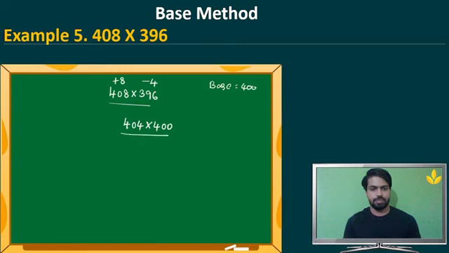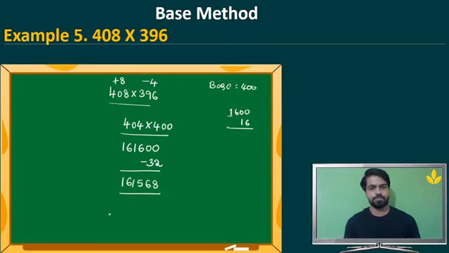Again, I can imagine this as 400 into 4 is 1600. It's all in my mind. I'm not going to write this when I'm doing it. I'm just explaining you all this. 4 into 4 is 16. So the sum is going to be 16 followed by 2 zeros. Further, we have to multiply plus 8 into minus 4, which is actually minus 32. Now we're going to remove 32 from 1,60,000, so it's going to be 1,61,568. This will be your answer.